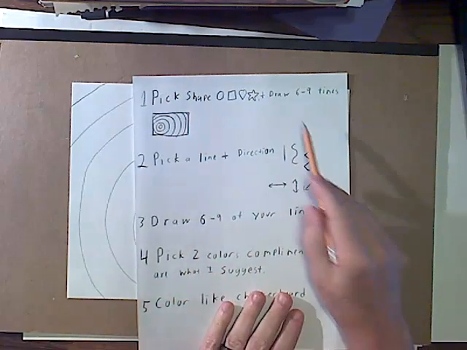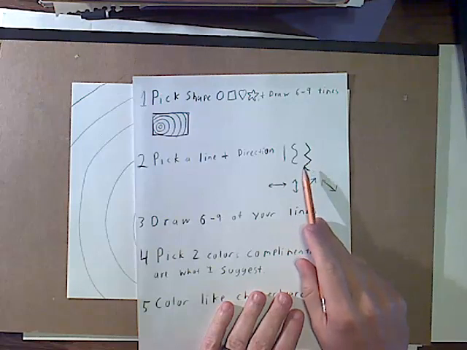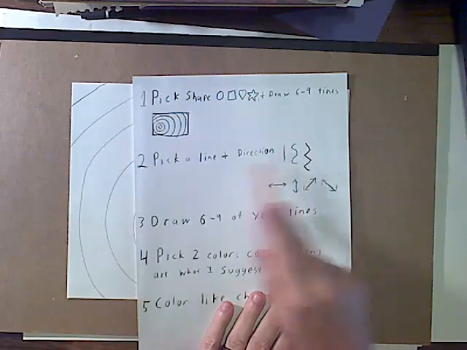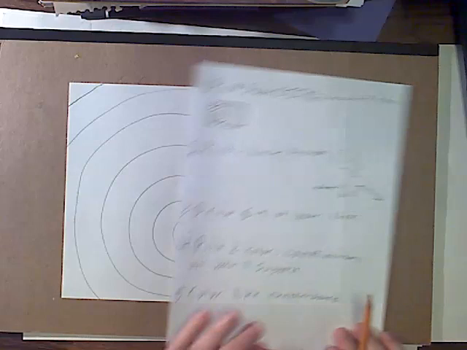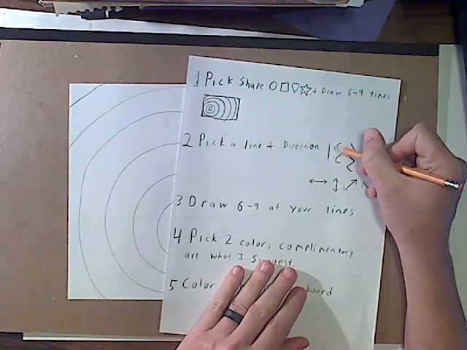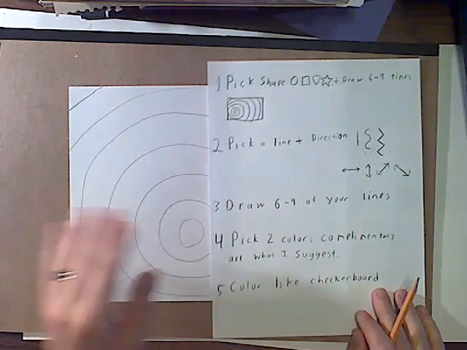So, for instance, if you did a star, I would not recommend doing a zigzag. It might work. It might be super crazy, complicated. But let's pick a line and a direction. So, I'm going to go ahead and pick the curve one for this circle.